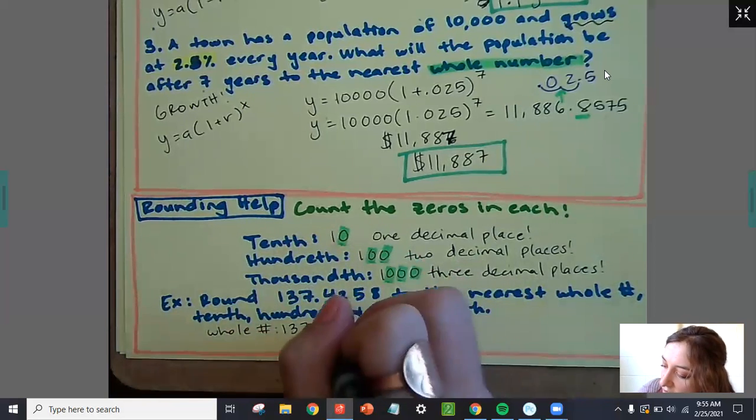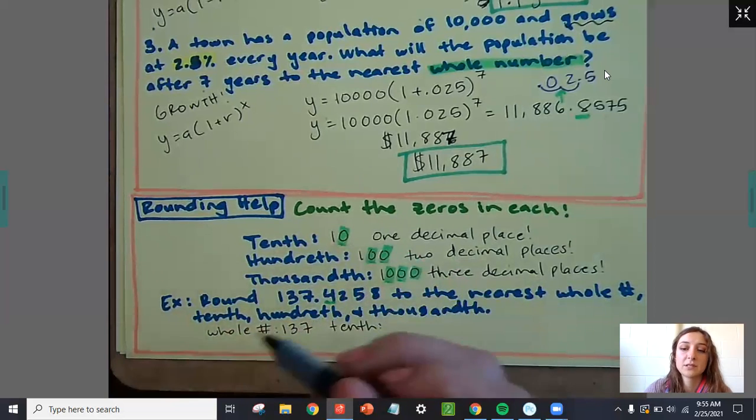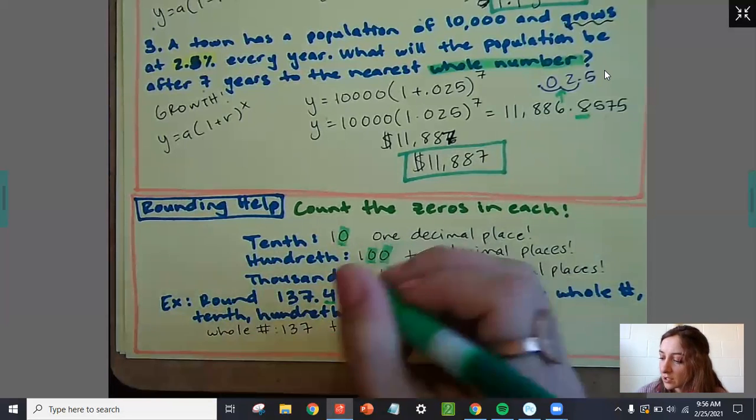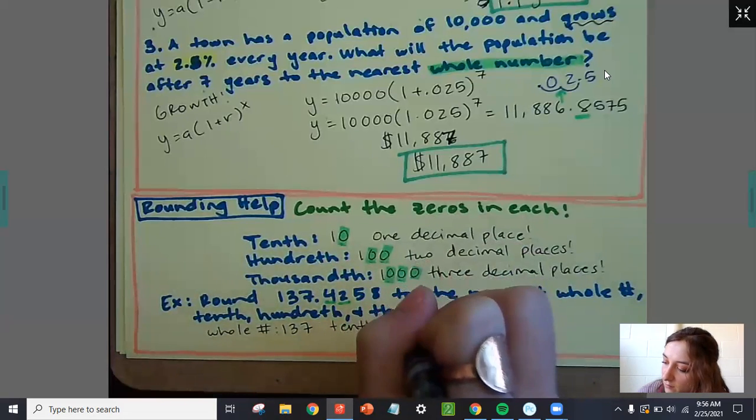If I'm going to the nearest tenth, that's going to be 1 decimal place because 10 has 1 zero in it. So since we're looking at 1 decimal place, I'm going to look at the second one. 2 is not greater than 5, so we actually just leave the 4. So this is going to be 137.4.